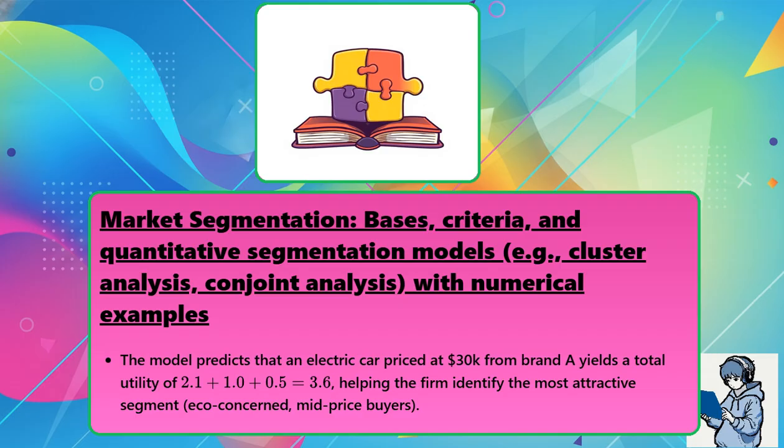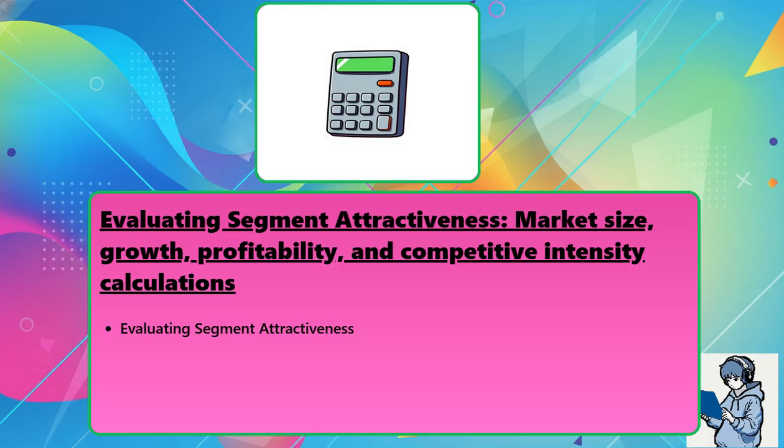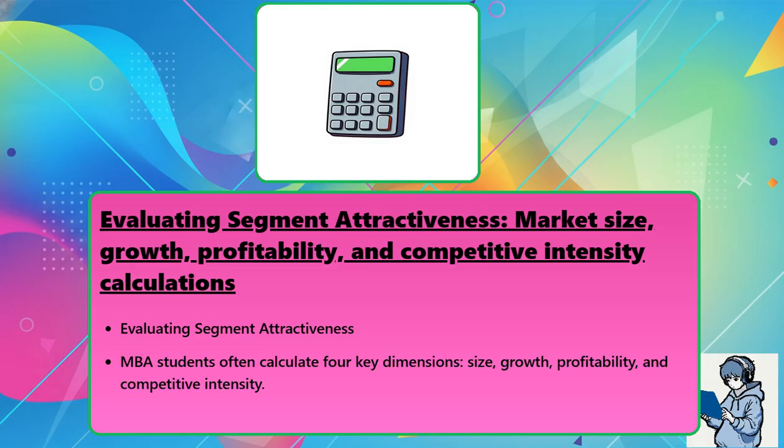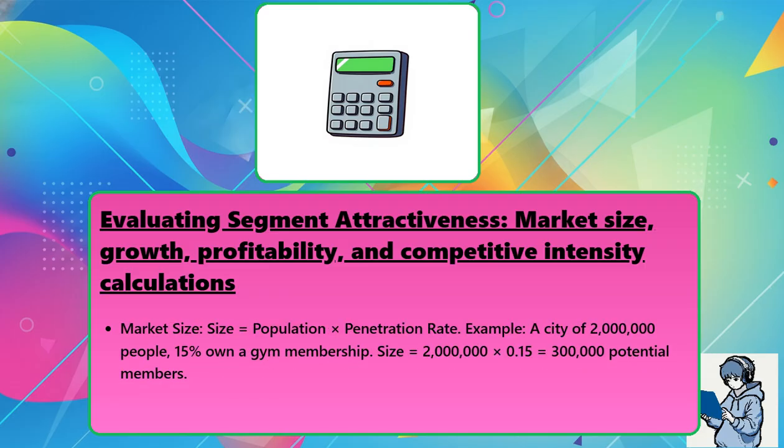The model predicts that an electric car priced at $30,000 from brand A yields a total utility of 2.1 plus 1.0 plus 0.5 equals 3.6, helping the firm identify the most attractive segment: eco-concerned mid-price buyers. Evaluating segment attractiveness. MBA students often calculate 4 key dimensions: size, growth, profitability, and competitive intensity. Market size: size equals population times penetration rate. Example: a city of 2 million people, 15% own a gym membership. Size equals 2 million times 0.15 equals 300,000 potential members.